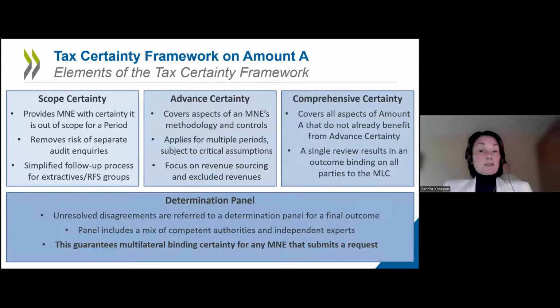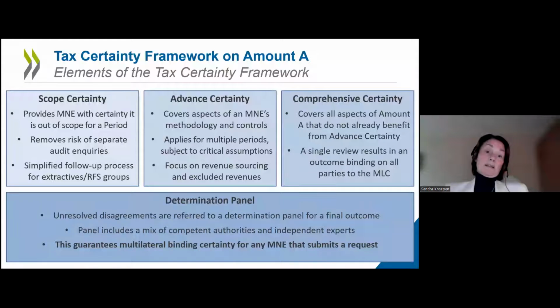Next, there are also elements in the MLC where we expect the M&E to develop methodologies and controls to report data in a way that they would not need to do for any other purposes. Particularly, this is the case for revenue sourcing and some of the exemptions, which are based on approaches developed specifically for amount A. For these elements, we have advanced certainty available that will apply for a certain number of years, removing the need for these areas to be looked at again year after year, as long as the critical assumptions continue to apply.